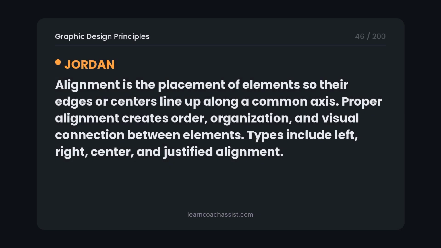Alignment is the placement of elements so their edges or centers line up along a common axis. Proper alignment creates order, organization, and visual connection between elements. Types include left, right, center, and justified alignment.